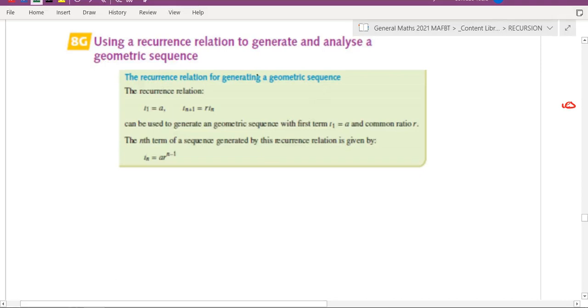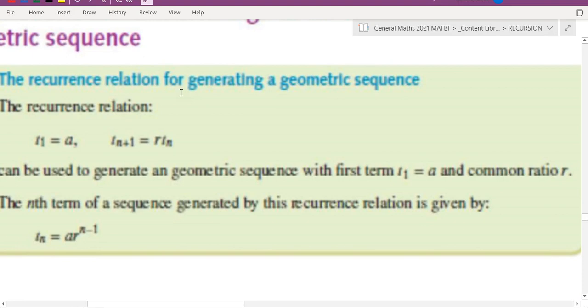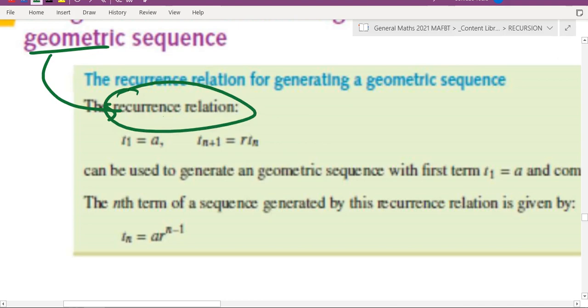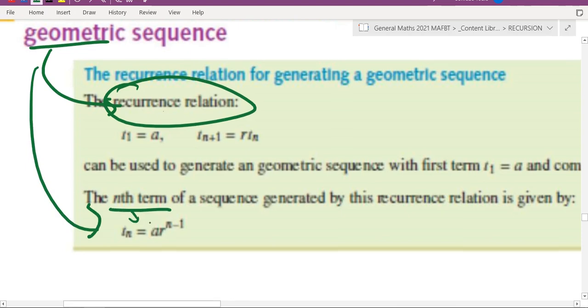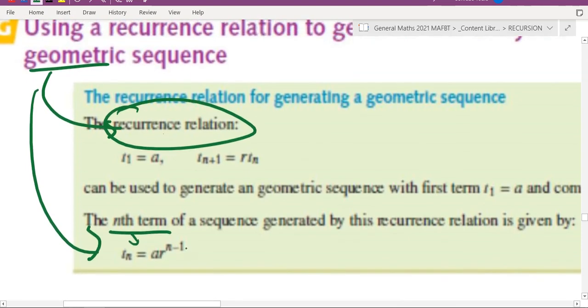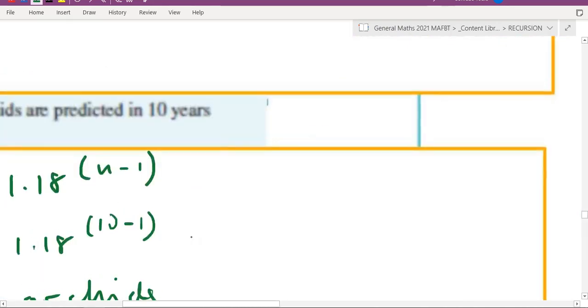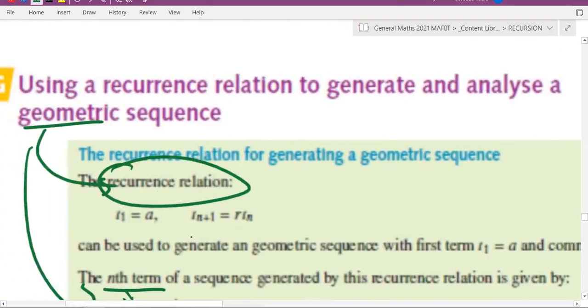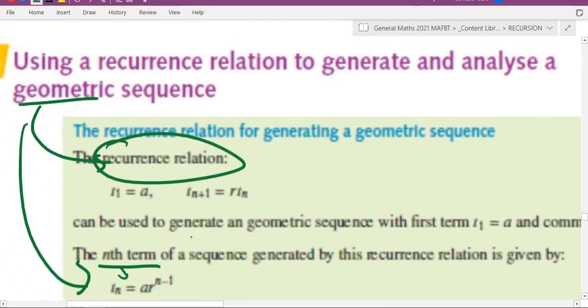8G, you'll remember the two rules that I spoke about. If this is your recurrence relation for a geometric recurrence, you're telling me the first term, and then the common ratio, or how you get the next term. So that's one of the rules. The other rule for geometric is the nth term rule: Tn equals A times r to the power of n minus 1, which is what we had over here. They're basically the two rules used for geometric.